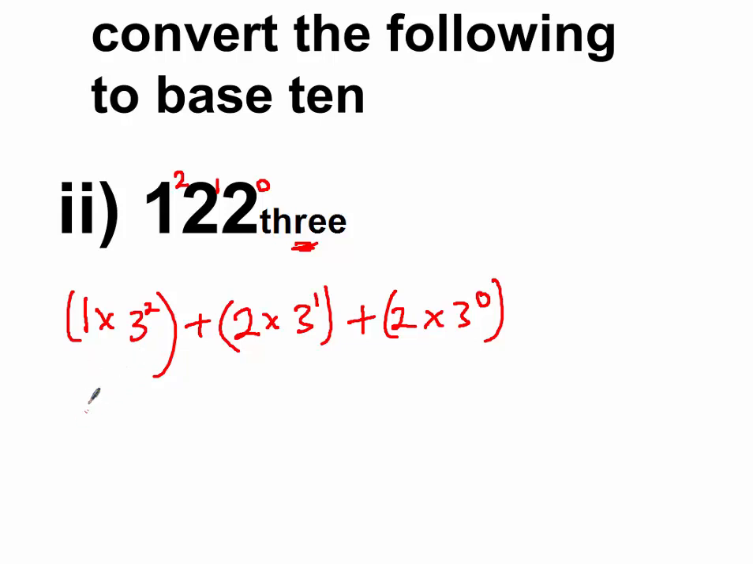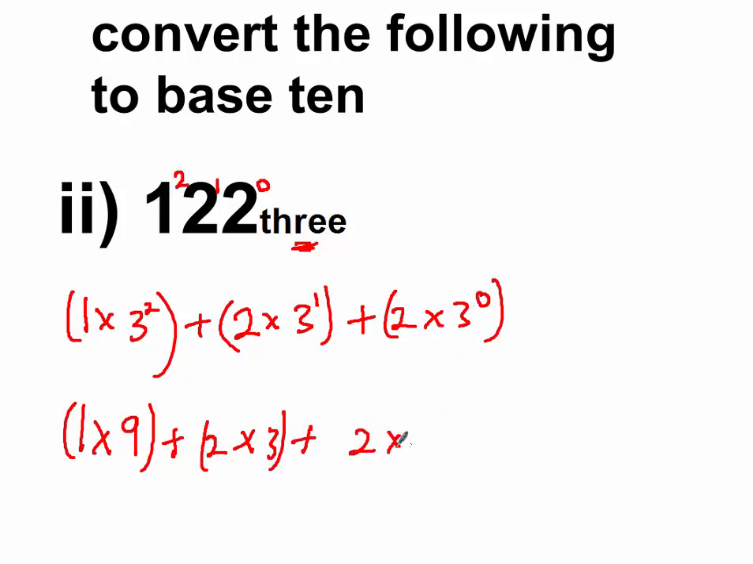So to remove the bracket, or to expand it, that's the next step. 1 times 3 to the power 2 is 9, plus 2 times 3 to the power 0 is 1. Remember, any digit to the power 0 is 1.